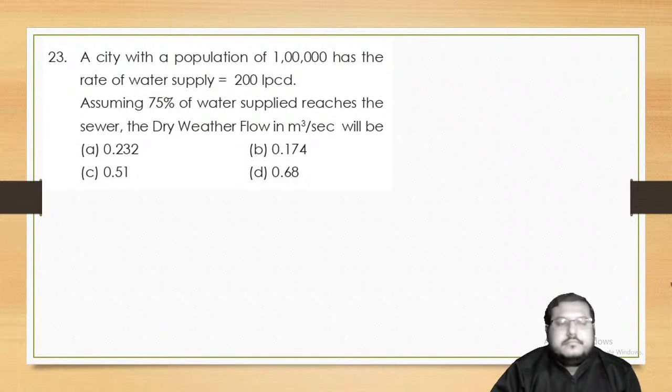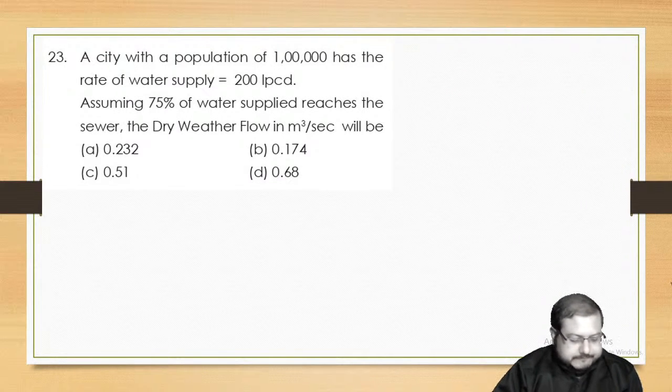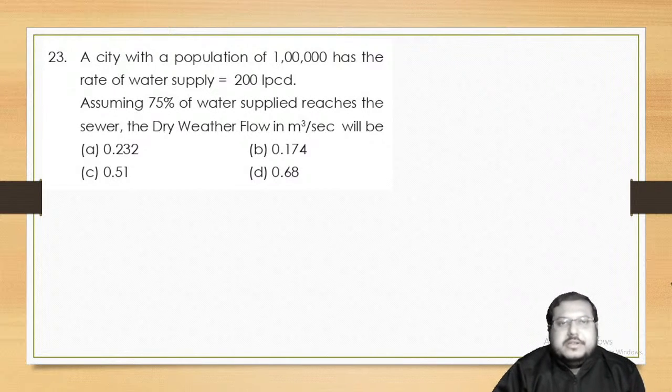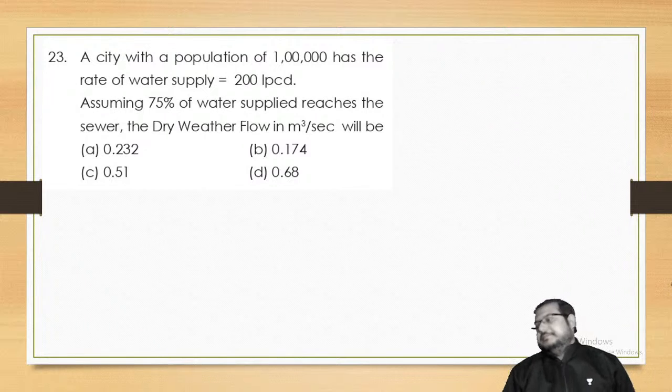Question 23. A city with a population of 1 lakh has a rate of water supply 200 LPCD. Assuming 75% of water supply reaches the sewer, the dry weather flow will be. Solve it quickly.